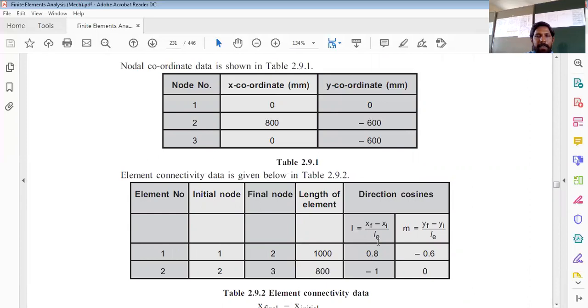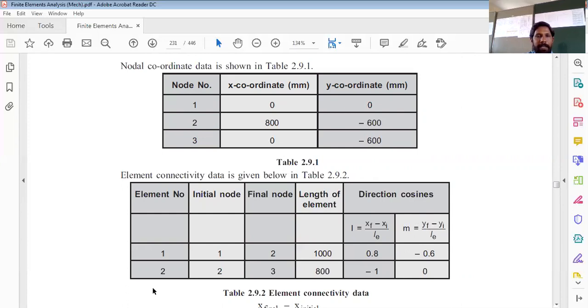The direction cosine will be L is equal to x final minus x initial divided by length of element. The final value of x is the x coordinate of node 2, so it is 800, minus the initial value of x, which is 0. So 800 minus 0 divided by length of element, which is 1000. This comes out to be 0.8. Similarly, if you calculate the M value, that is y final minus y initial divided by length of element, it is minus 600 minus 0 divided by 1000, so it will be minus 0.6.